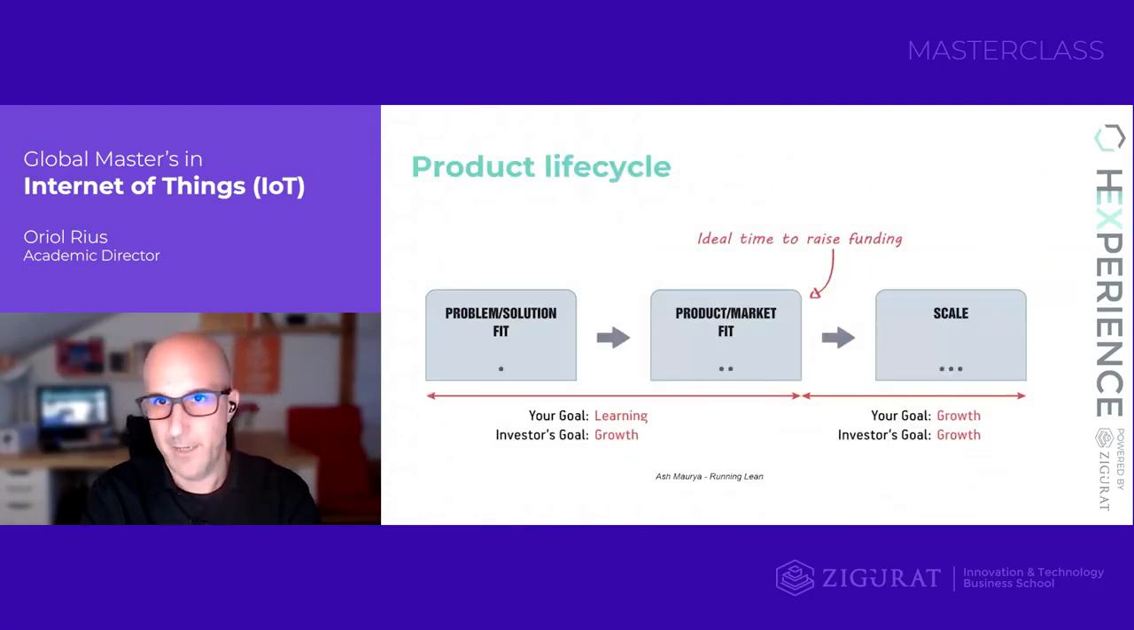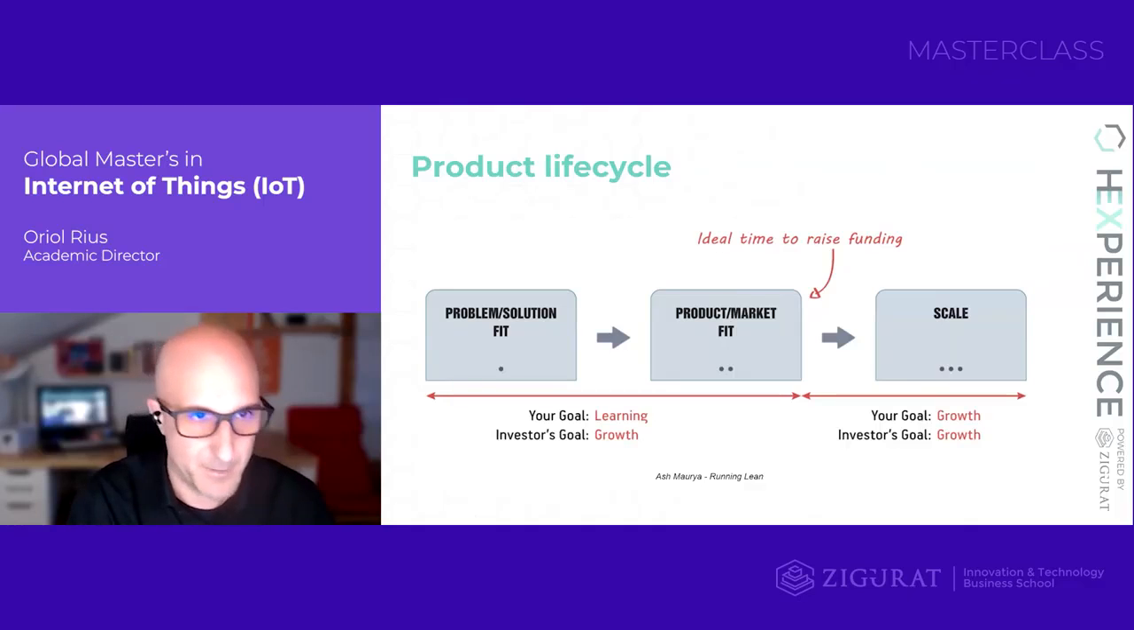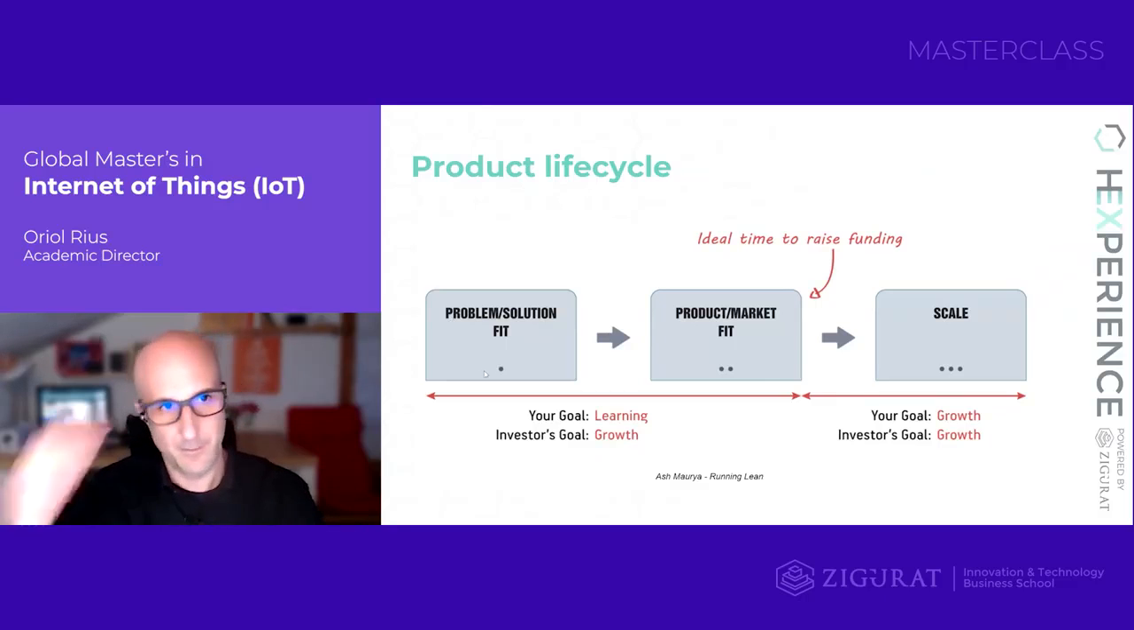In a product life cycle, at the end of the day, it's the same cycle for a product or for a project or for a company. We can distinguish 3 steps, 3 stages, or 3 phases. Doesn't matter how you call it, it's going to be the same. First of all, we are going to find a problem in the world that is worth solving. And this stage is called problem-solution fit. Okay?